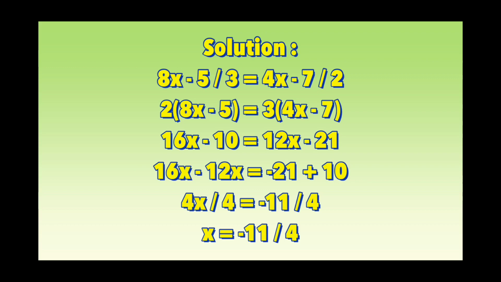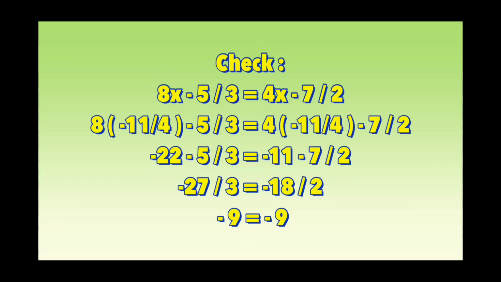Then we're going to simplify. 2 times 8x equals 16x. Then 2 times negative 5 equals negative 10, equals 3 times 4x equals 12x. 3 times negative 7 equals negative 21. Then we're going to transpose the variable to the left side of the equation, and the constant to the right side of the equation.